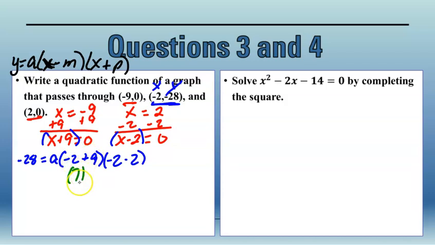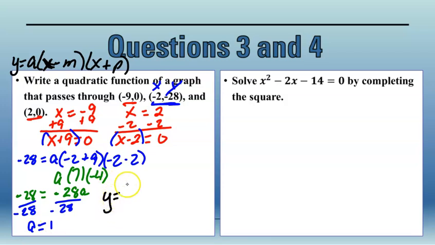So I have 7, I have an a, and then negative 2 minus 2 is a negative 4. A times 7 times negative 4 is a negative 28a. And this all equals a negative 28. To get a by itself, I'm just going to divide everything by negative 28. And a is going to equal 1. So my equation in factored form would be y equals my a, which is 1, times x plus 9 times x minus 2.